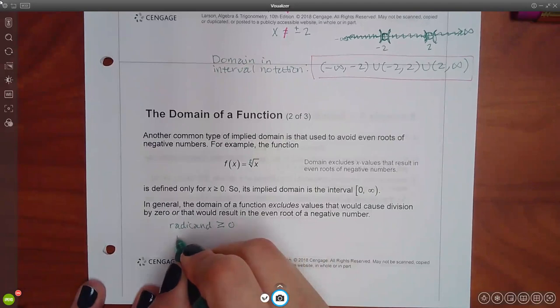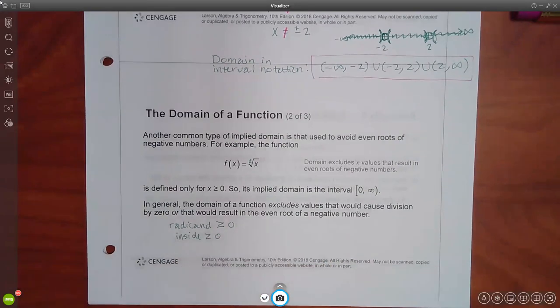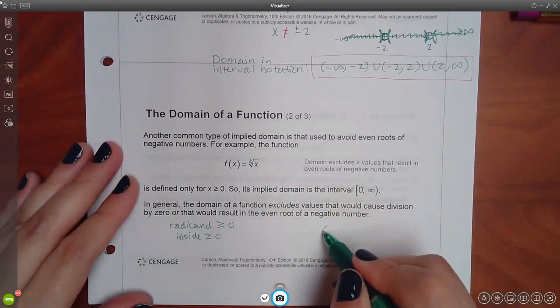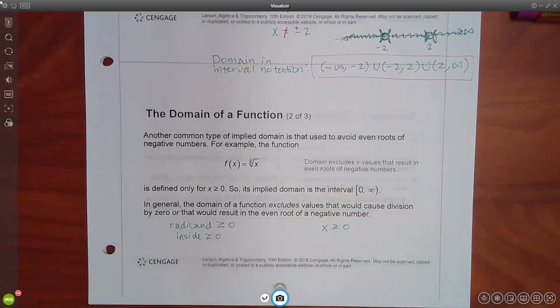Another way I've seen, I just write "inside." That's a less formal way. But to me, my brain just registers "inside" better than "radicand," right? So you're just taking whatever's inside that radical and setting it greater than or equal to zero, okay? And then you solve. So in this case, it's just x, right? There's nothing to solve. X is already all by himself, isn't it? Okay? And so that's where that came from.